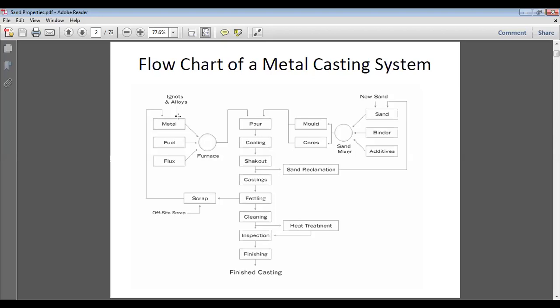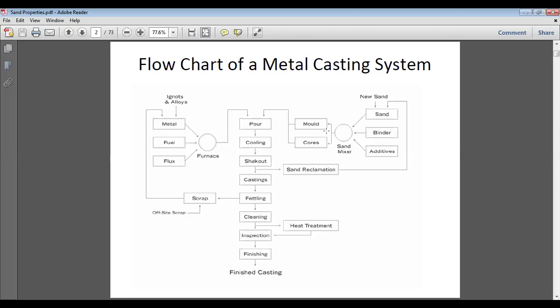Metal ingots and alloys, metals, fuels, flux. They are melted in a furnace, and scrap is also taken there. Then when the mold is ready, the molten metal is poured into it.